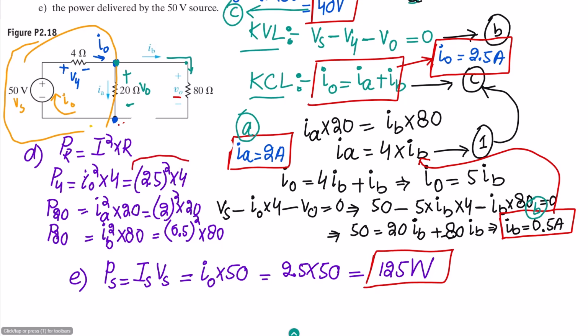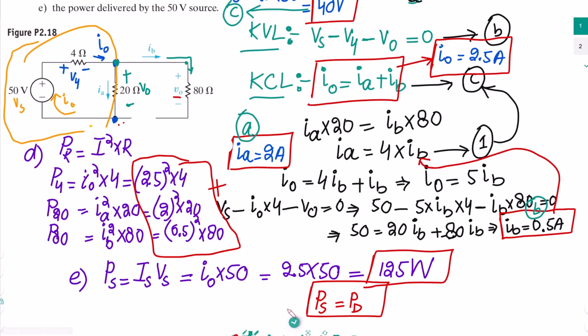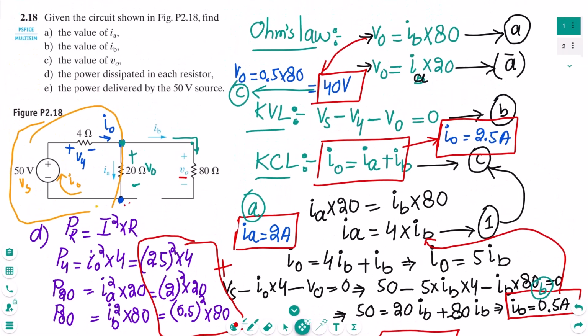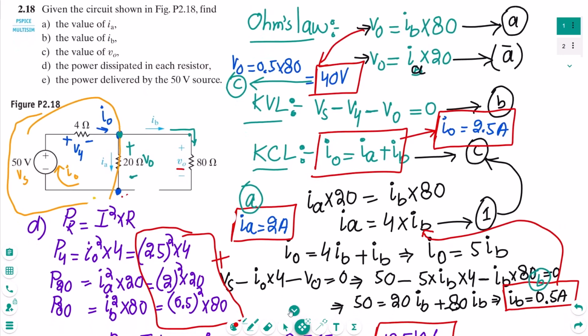If you add them all, these are the powers dissipated in each of the resistors, you will see that the power generated by the source is equal to the power dissipated. You should add them all, and all of these values will end up with 125 watt. So that's the solution of question 2.18. Today we have solved it by applying the fundamental theorems of circuit theory.